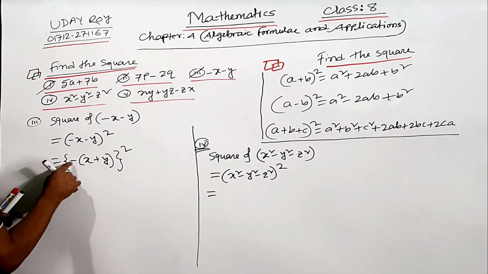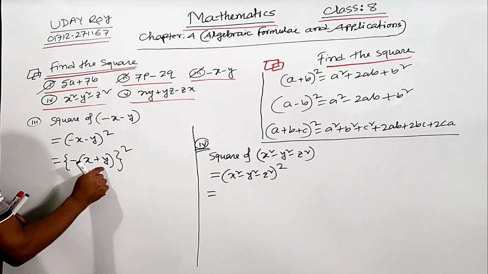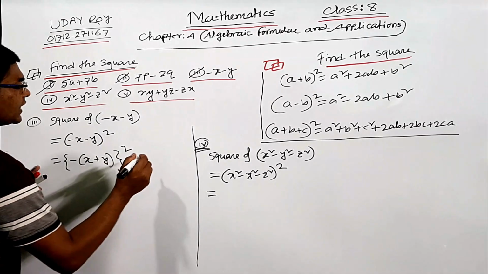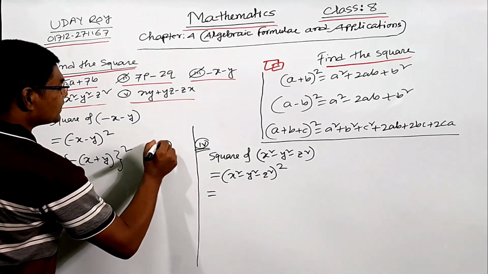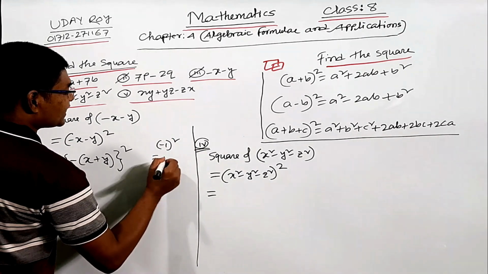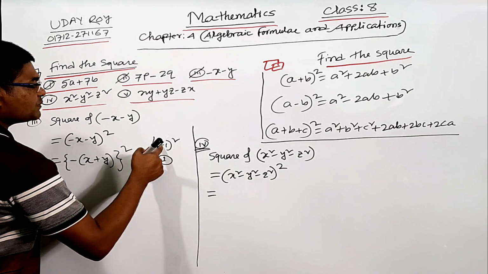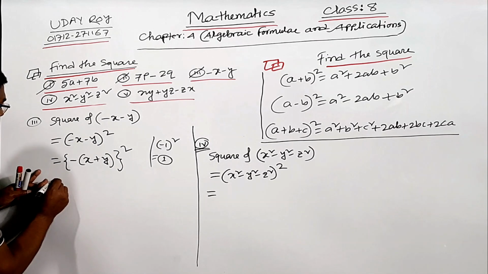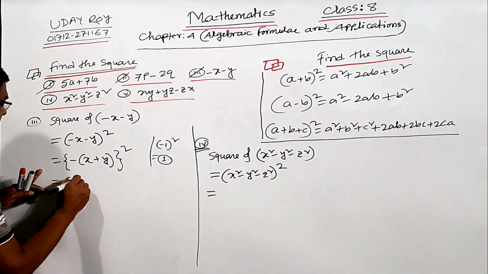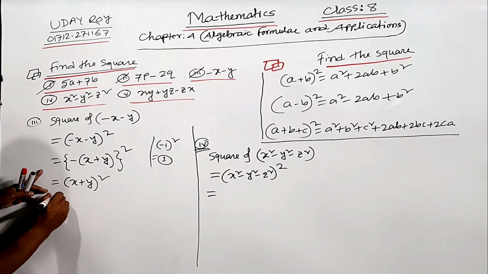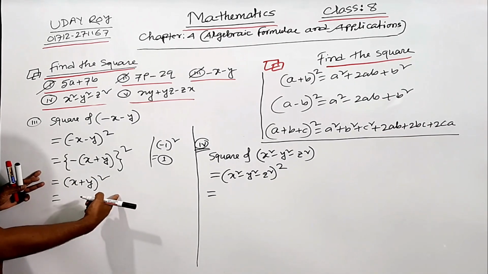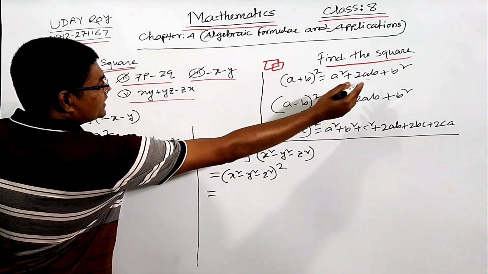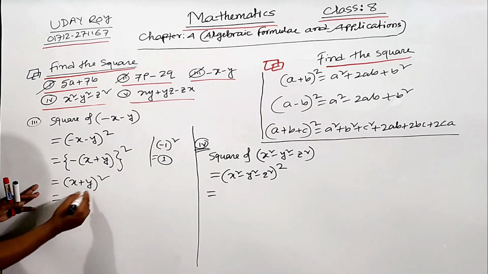Now you can see here is minus square but x plus y whole square. That means we can write minus square. If you can see an example, minus 1 whole square, that means we can write 1, because minus into minus is plus. So according to this method we can write x plus y whole square. So if you follow this, a plus b whole square equals a square plus twice ab plus b square. So here is x plus y whole square.